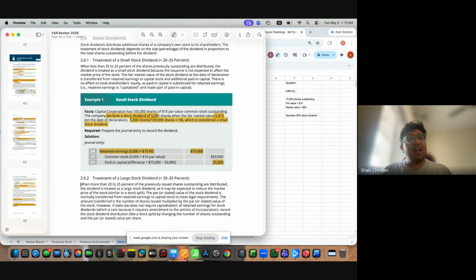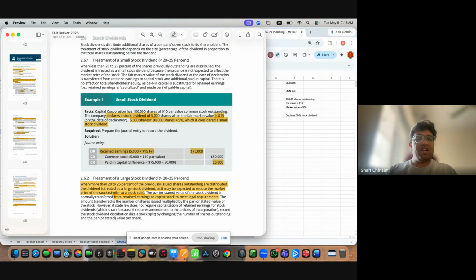But if you issue a large stock dividend, as the name suggests, you are making a large impact in the stock market. So what theory says, when more than 25% of the previously issued outstanding shares are distributed, the dividend is treated as a large dividend, as it may be expected to reduce the market price of the stock. It is very, very similar to a stock split. The par value of the stock dividend is normally transferred from the retained earnings to the capital stock to meet the legal requirement. Your entry again, it's the same, retained earnings to common stock.